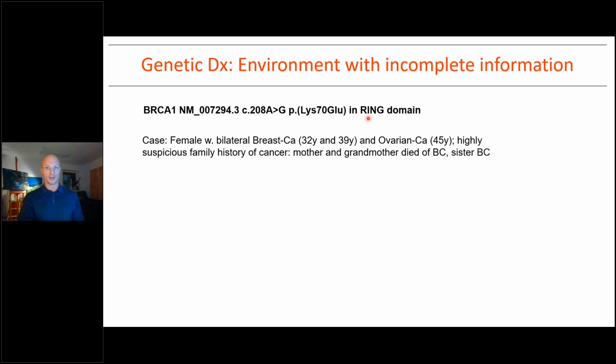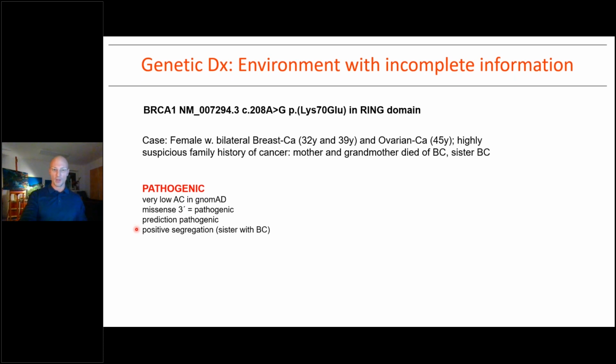So my first idea, and the one I preferred most, was that this variant is pathogenic indeed. So I looked for evidence for it being pathogenic. Of course, this variant has a very low allele count in gnomAD, so the frequency is very low. And one missense variant immediately 3' is described multiple times as being pathogenic. The predictors all say it's pathogenic, and I have a positive segregation. I found it also in the sister, who also has breast cancer.